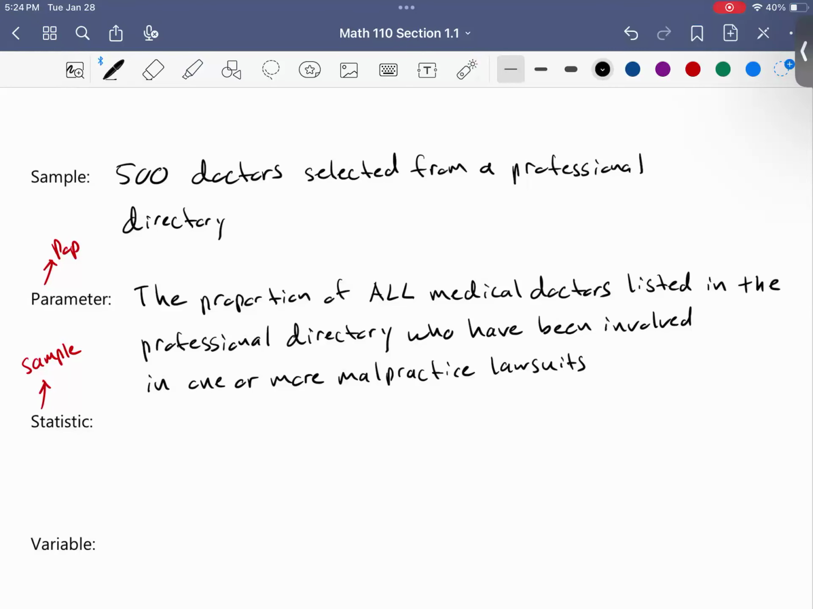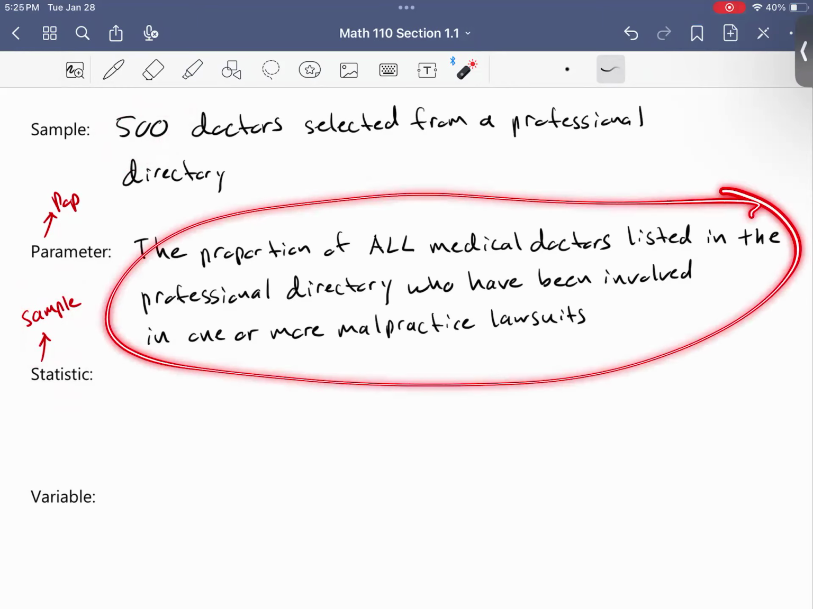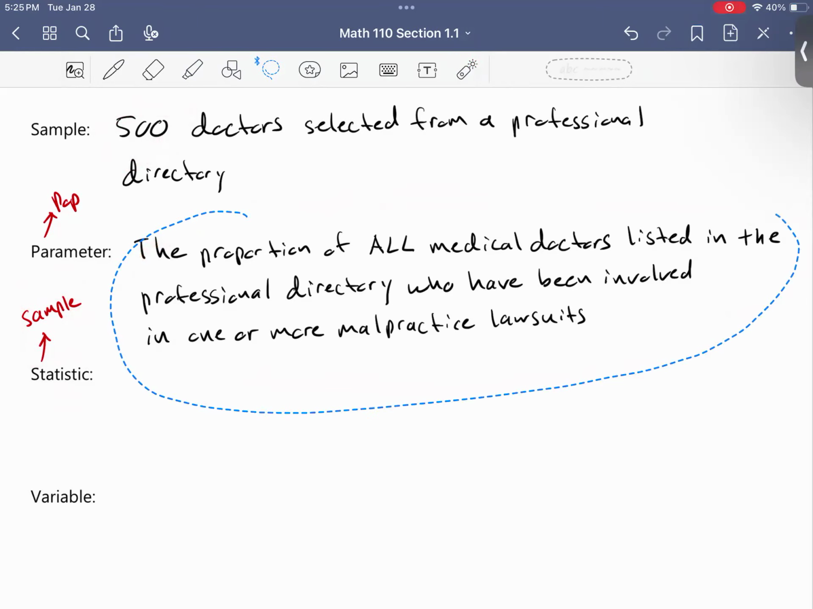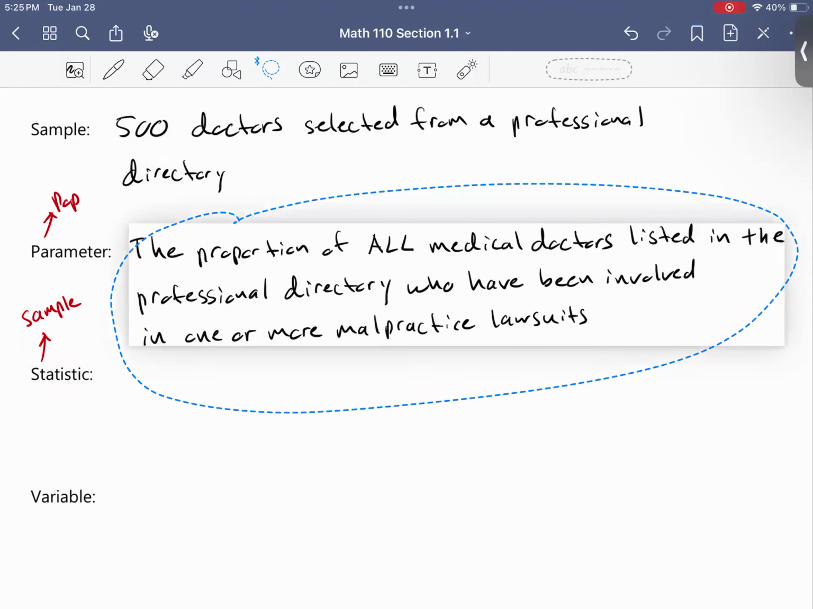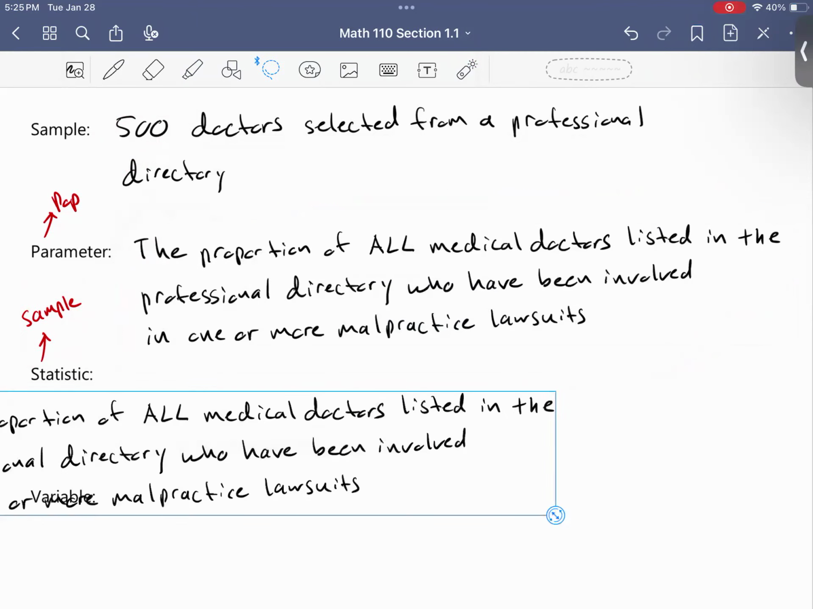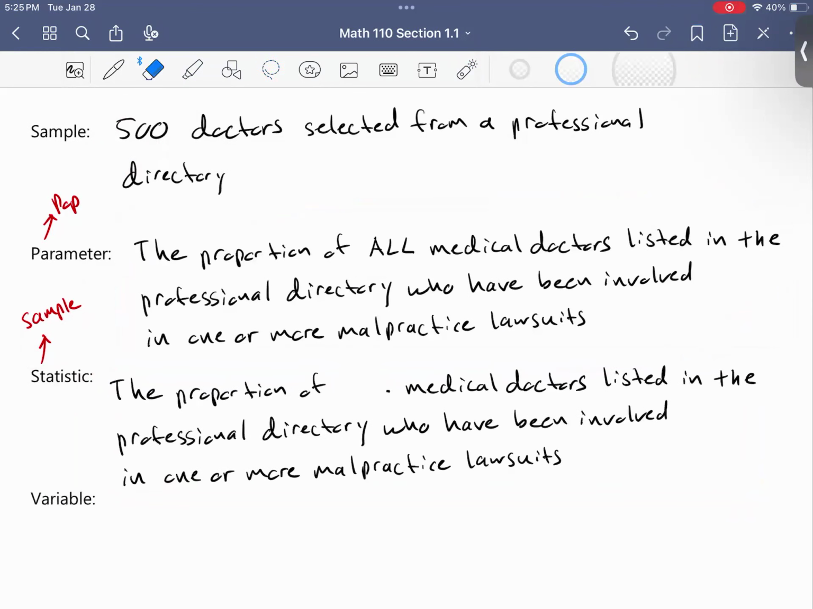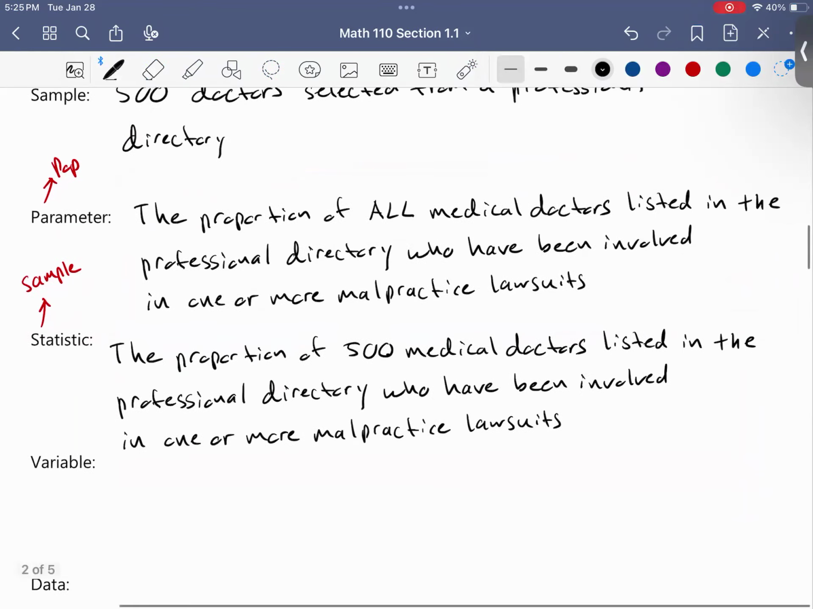Now, statistic is going to be the same type of statement, except we are discussing the sample this time, and our sample is 500 doctors. So we're going to have the same exact statement, except instead of saying all medical doctors, we're going to change it to 500 doctors. So I'm just copying and pasting, and I'm changing this all to 500. Okay, let's go ahead and move on to variable.